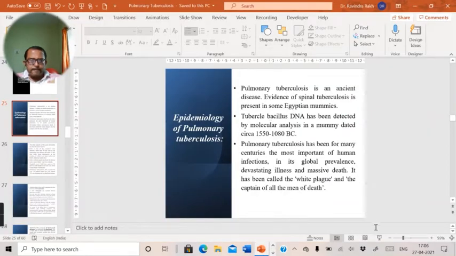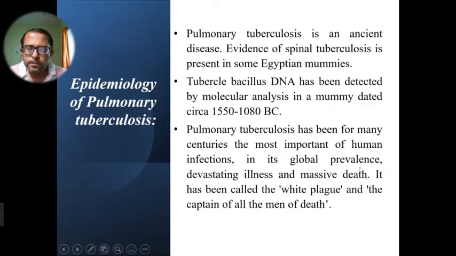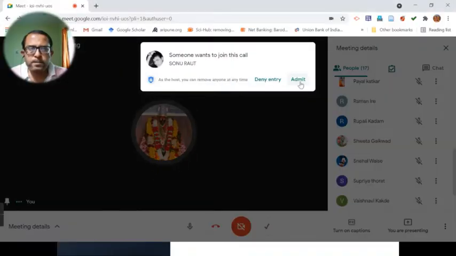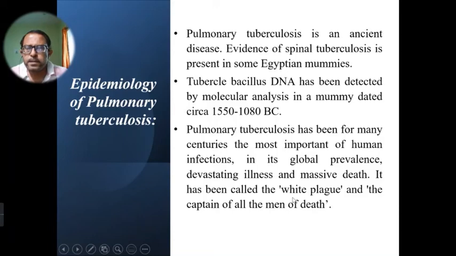In last class, we have discussed the etiological characteristics of the pulmonary tuberculosis disease. In that, we have seen that there are some biochemical reactions with the help of which we are able to easily differentiate between the atypical and the typical mycobacteria. And using such biochemical reactions, we are also able to differentiate between the Mycobacterium tuberculosis and Mycobacterium bovis species.